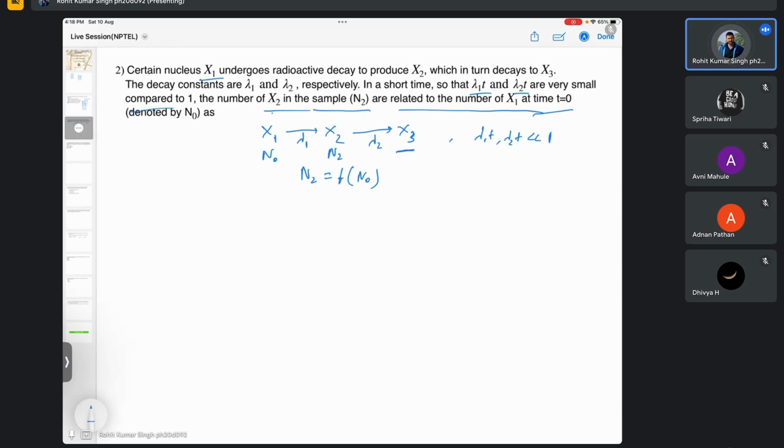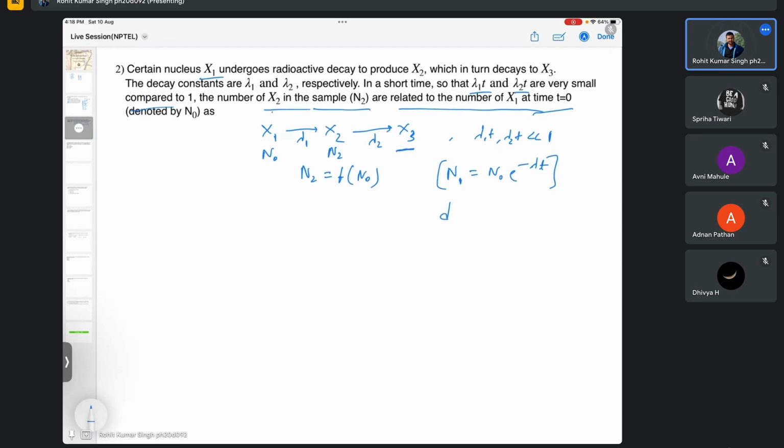Now, how to solve this? In the lectures, you might have seen this case. So at any time t, the number of X1, which is given by N1, is simply given by N0 exponential minus lambda 1 t, right? This is the standard radioactivity decay formula.